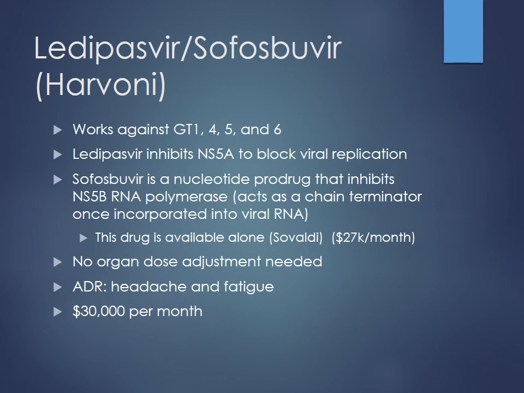Basically it's acting similar to what we saw with our NNRTIs, where they acted as a chain terminator. Once it gets incorporated into the RNA, you can't elongate the RNA any further, and so then you can't really do anything else. You may see that one being used alone by itself, or added onto some other regimens. I'll show you a table of that just a little bit later. Again, no organ impairment you have to worry about, which is nice. Again, very well tolerated. So this one is, again, about $30,000 per month. So very, very expensive meds we're talking about here.